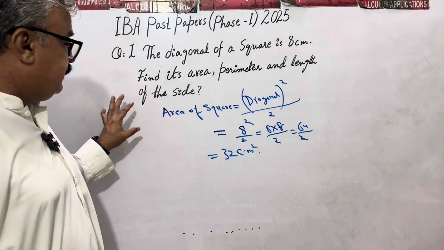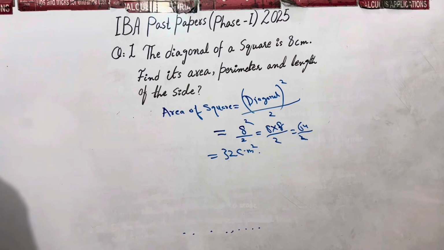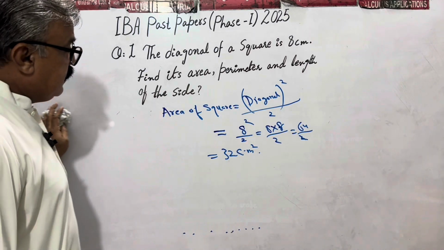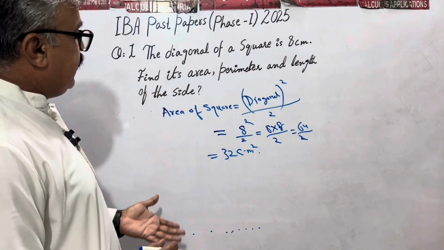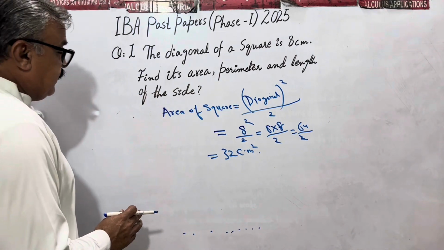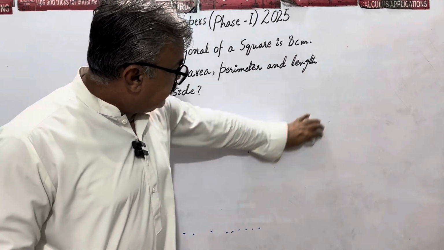When the diagonal is given to us, from where does this formula come? It's really very simple. We can also find its logic, and no doubt we are then in a position to find its perimeter as well as length. Let's see how.